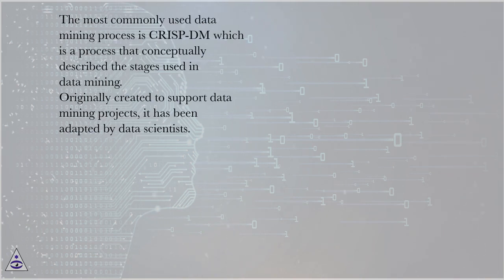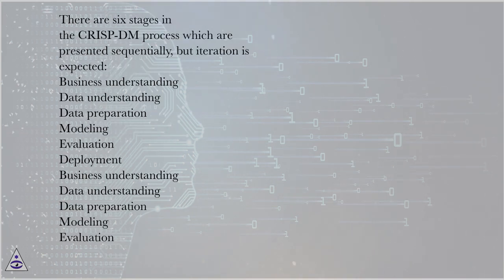The most commonly used data mining process is CRISP-DM, which is a process that conceptually describes the stages used in data mining. Originally created to support data mining projects, it has been adapted by data scientists. There are 6 stages in the CRISP-DM process which are presented sequentially, but iteration is expected. Business understanding, data understanding, data preparation, modeling, evaluation, deployment.